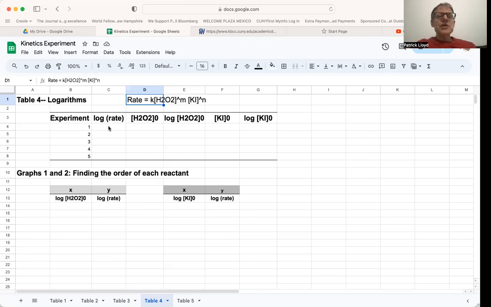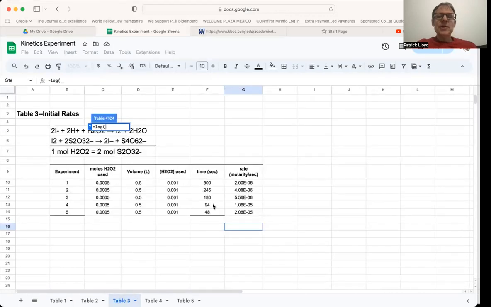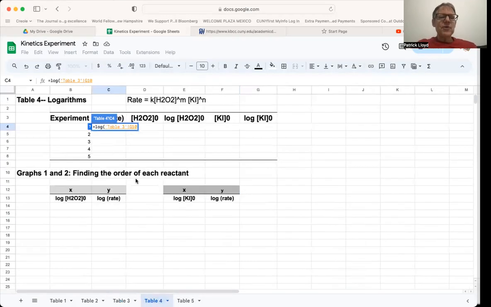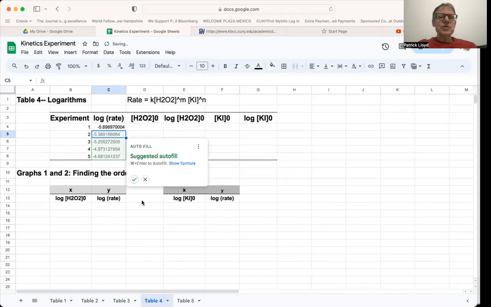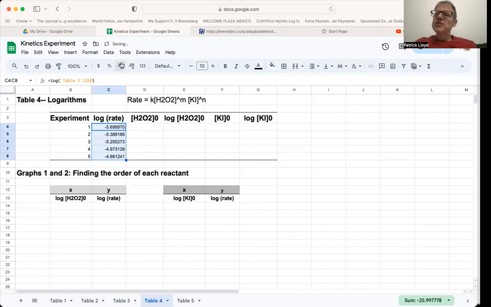So the first thing we do is the log of the rate. We already have the rate, right? So log, I'm going to put it into parentheses, come back over to table 3, find our rate. Here it is. There's our rate. Then come back over here to table 4, close the parentheses, hit return, and head on down. Again, you don't really need to display that many digits. The thing about these software programs is if I change how many sig figs are being displayed, it's not really changing how much the computer remembers the number as, it's just changing the display. So just to make it a little nicer, we'll go 3 digits past the decimal point.